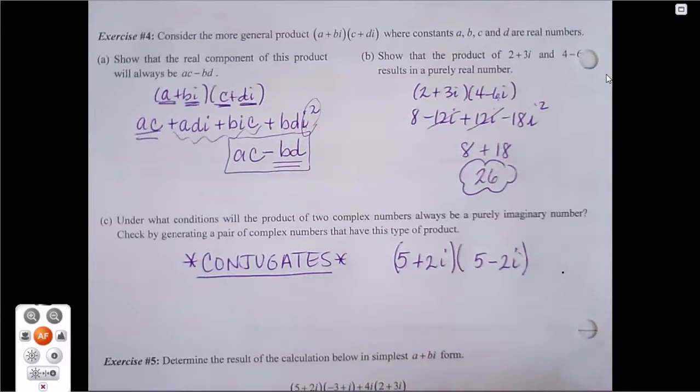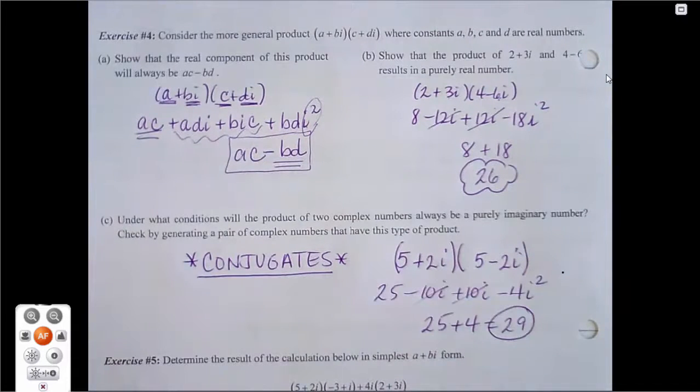Double distribute this example and prove that I'm right. So when I multiply the conjugates, 5 plus 2i and 5 minus 2i, I get the purely real number, 29. That works every time, and that will be very handy for us later.